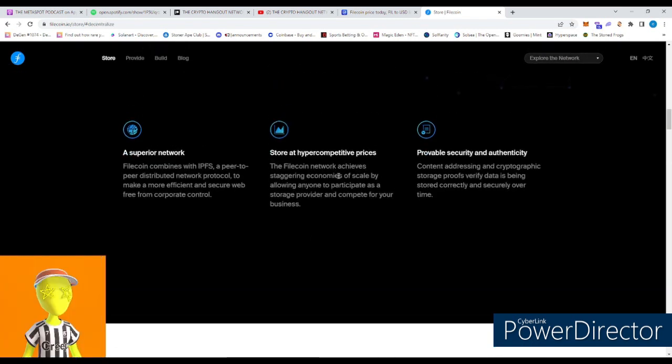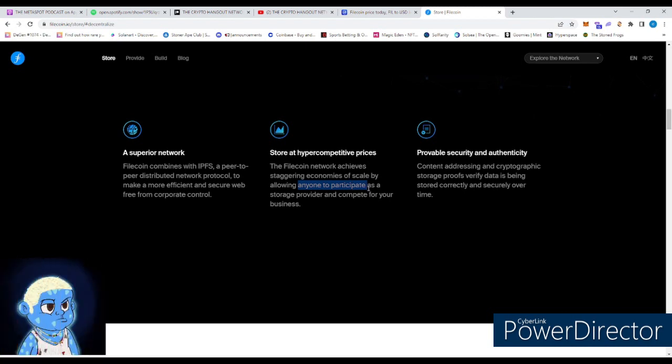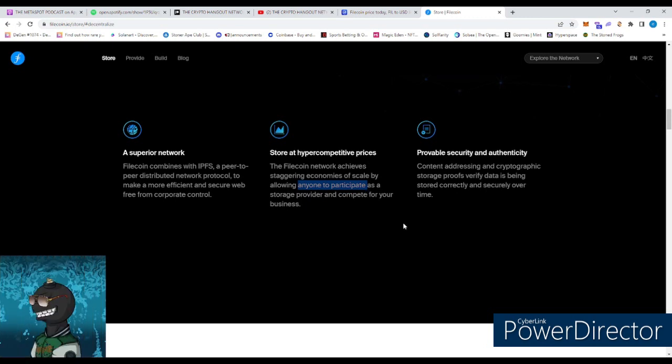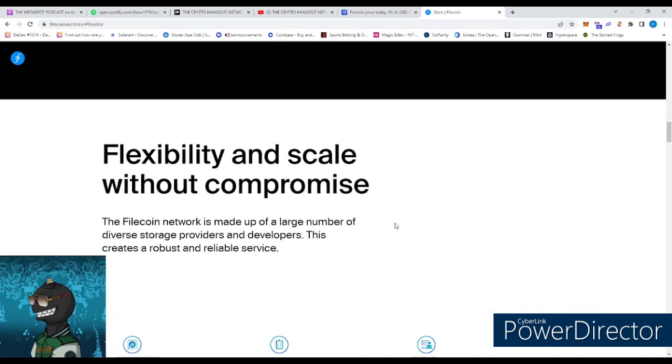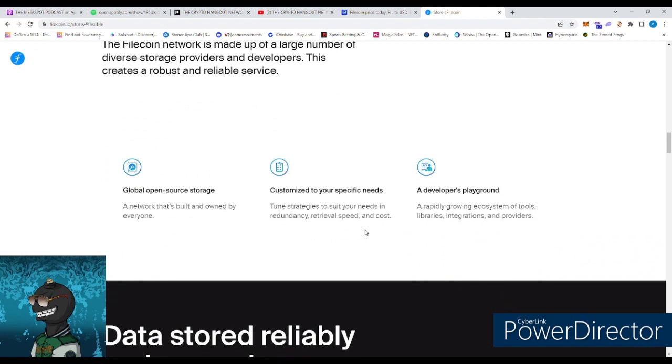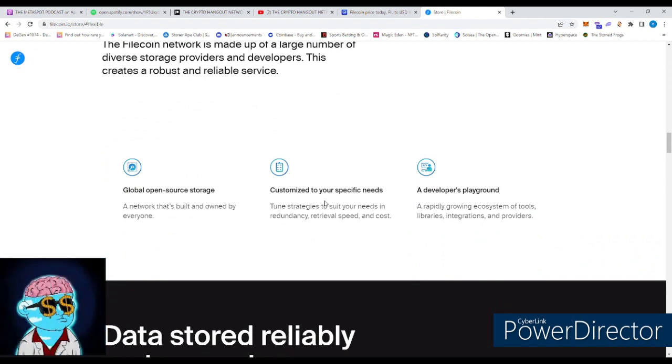Now, to get back to this part right here, where it says the Filecoin network achieves staggering economies of scale by allowing anyone to participate as a storage provider. So say that you are a web savvy developer and you want to become a provider. You can make money by offering storage services through Filecoin. Okay. So this is one of the benefits and one of the pluses of the Filecoin ecosystem. It's a global open source storage network that's built and owned by everyone, customized to your specific needs, tuned strategies to suit your needs and redundancy, retrieval speed and cost.